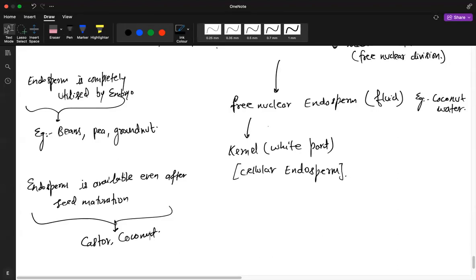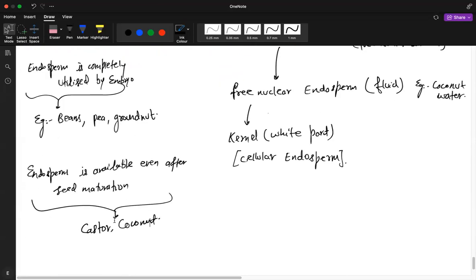Sorry? Coffee is also there, no? Coffee is also there. Yeah. So they use that endosperm during germination. Okay. Now, is endosperm clear to all of you?